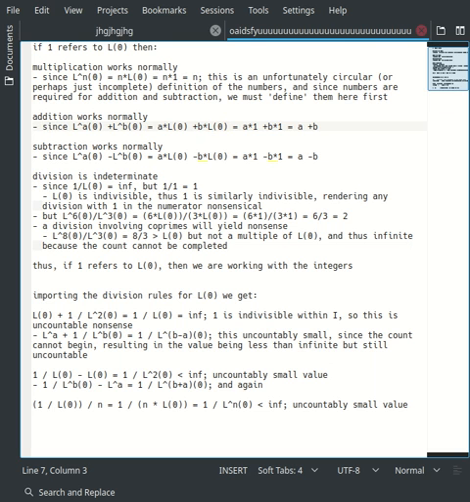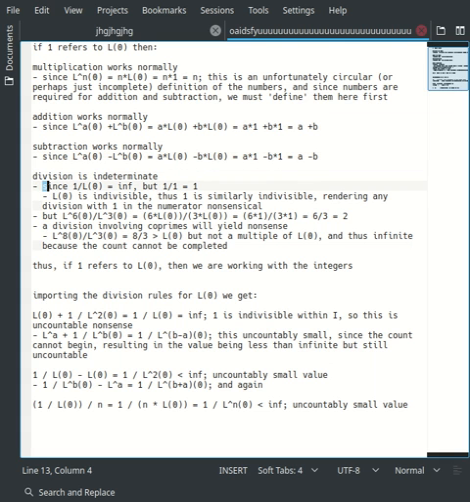But then down here, you get addition works normally and subtraction works normally, right? So L A naught plus L B naught is A times L naught plus B times L naught, which is the same as A times 1 plus B times 1, which is the same as A plus B. And the same with subtraction. But division's a little bit of a bastard, right?